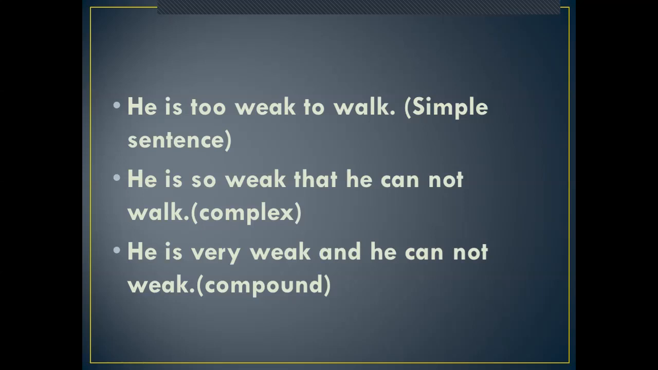A simple sentence means only one independent clause. A complex sentence means there should be one or more dependent clauses, and one main clause will be there. And compound means two independent clauses are joined by coordinating conjunctions. If you understand the definition of a simple sentence, the definition of complex and the definition of compound, it will be easy for you to change from one sentence to another without changing the meaning.